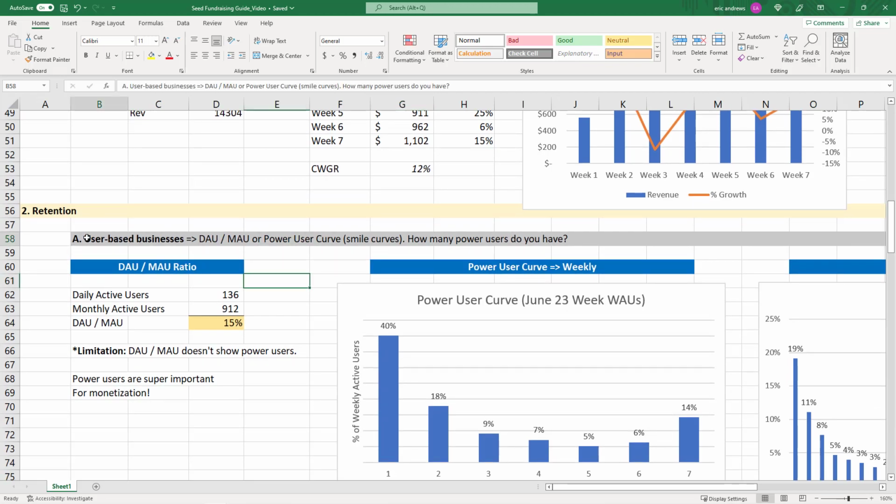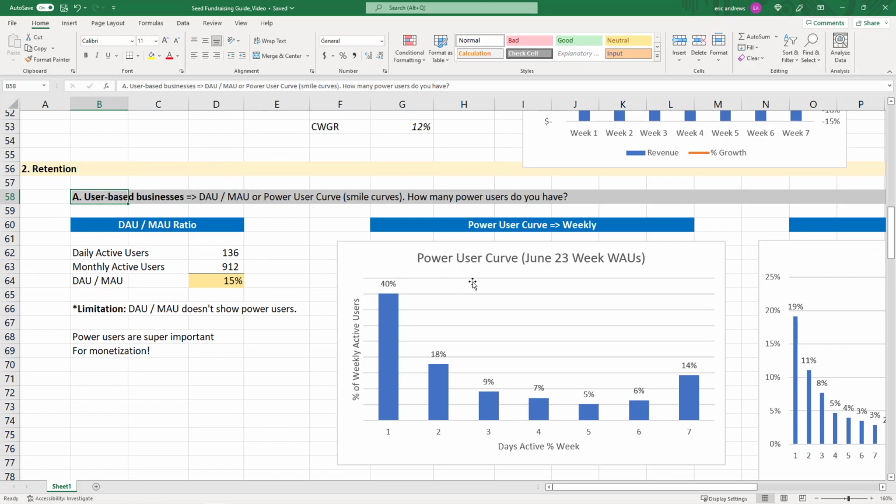Now let's talk about retention. First, let's talk about user-based businesses. These are businesses where the goal is to get users to sign up and use it, so social networks and any user-based business. You have the DAU-MAU ratio, and then you have power user curves. Daily active users is what we call DAU, and monthly active users is what we call MAU. So you're saying there's 136 people that use our product every single day, but on a monthly basis, 912 people use it. That means there's 776 people that don't use it every day.